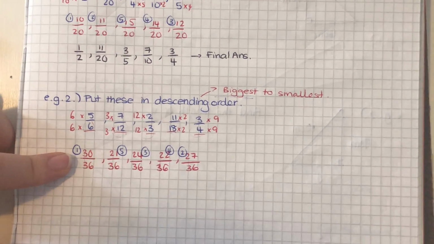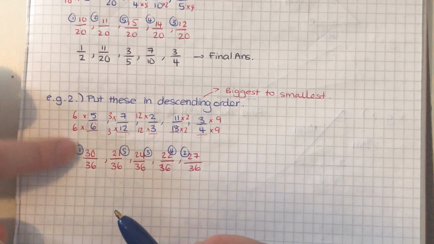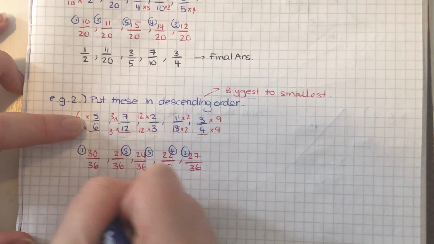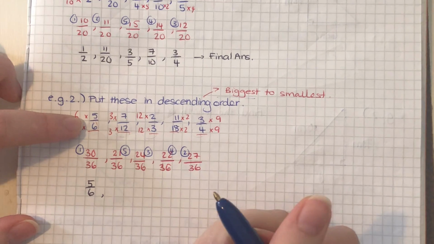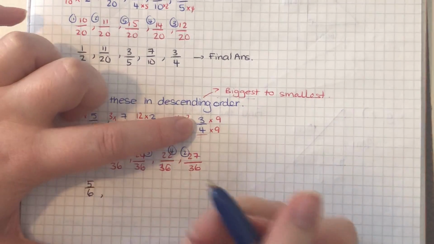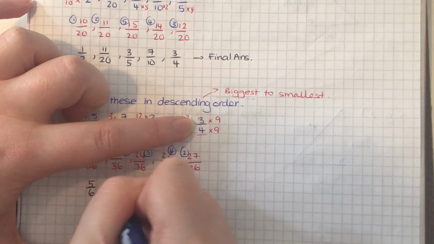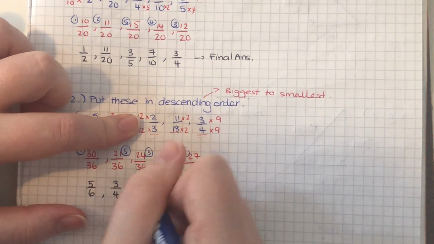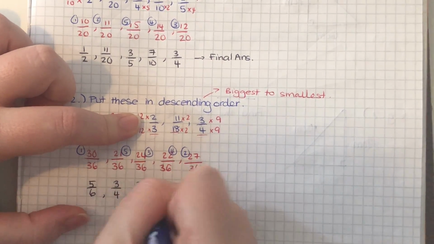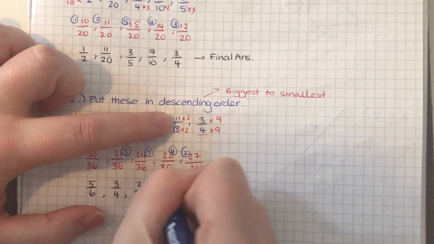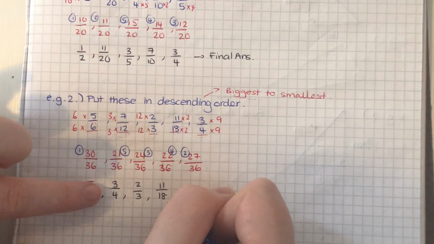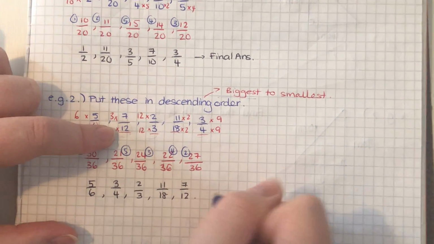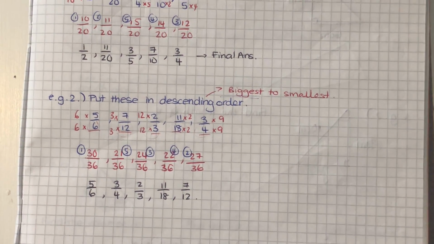Starting with the largest, that was 30 out of 36, but that originally was 5 out of 6. We write that one first. The next one, number 2, was this one, which was 3/4. Then it was the middle one, which was 2/3. Then it was 11 out of 18. And then it was 7 out of 12. Okay, and that's how you order fractions.